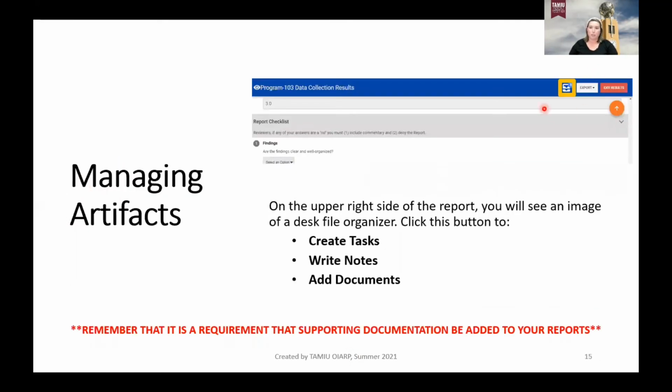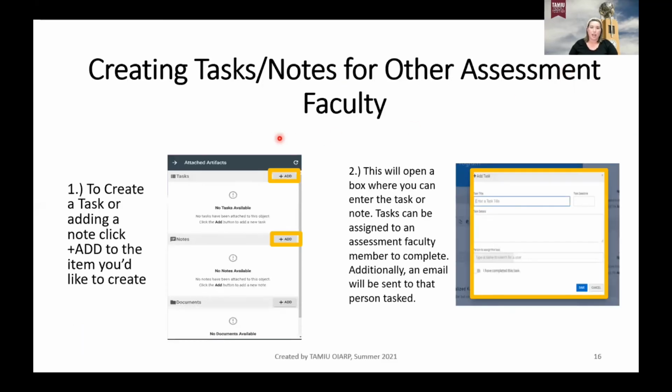Remember, you're going to push this button right here at the very top right-hand corner, and you're going to see tasks or notes or documents, but we'll get into documents right now. So if you wanted to create a task, you would click the add button here, and this will open up this box right here. As you can see, it says enter a task title, task deadline. You have task details that you can type out here, as well as assigning this task to the person you needed to assign it to. All right, guys, and once you're done, you would click save.